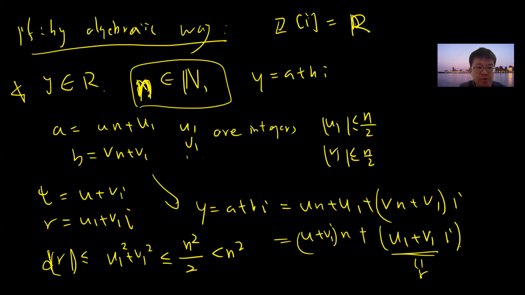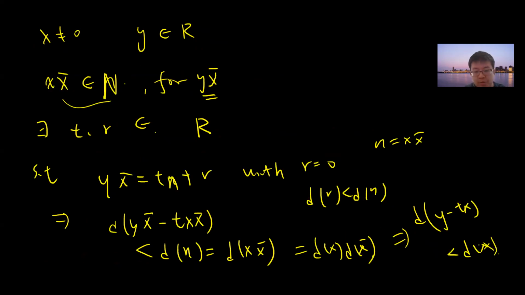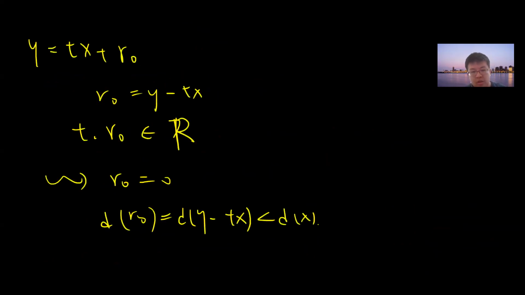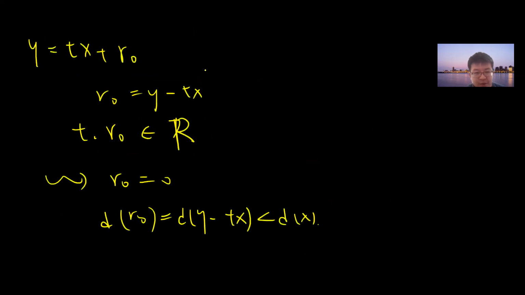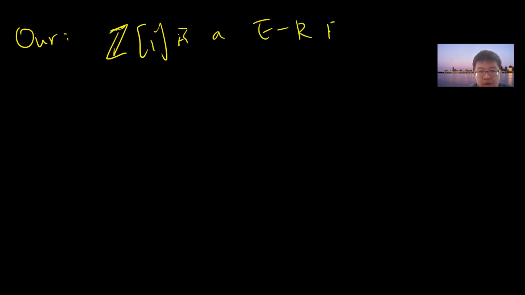So the algebraic proof basically proves the general case. I think there is a geometrical idea if you go back to this picture and try to figure out why this is the case. Our final result is that Z[i] is a Euclidean ring. Once you believe this, then you can prove the following lemma.